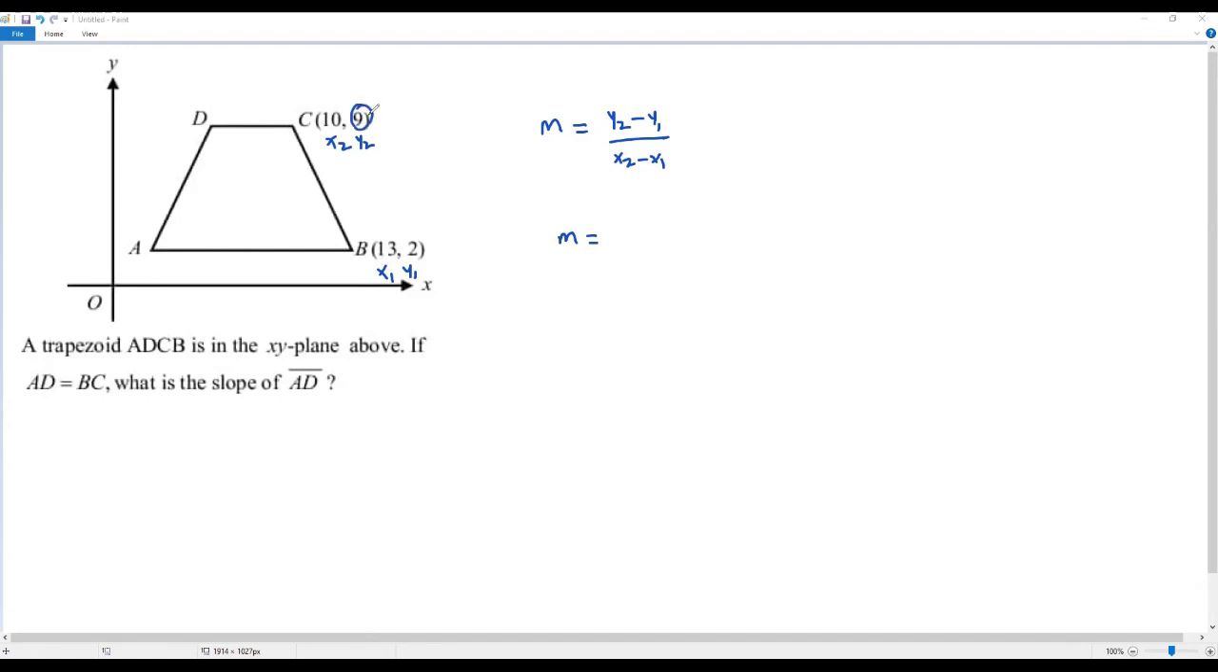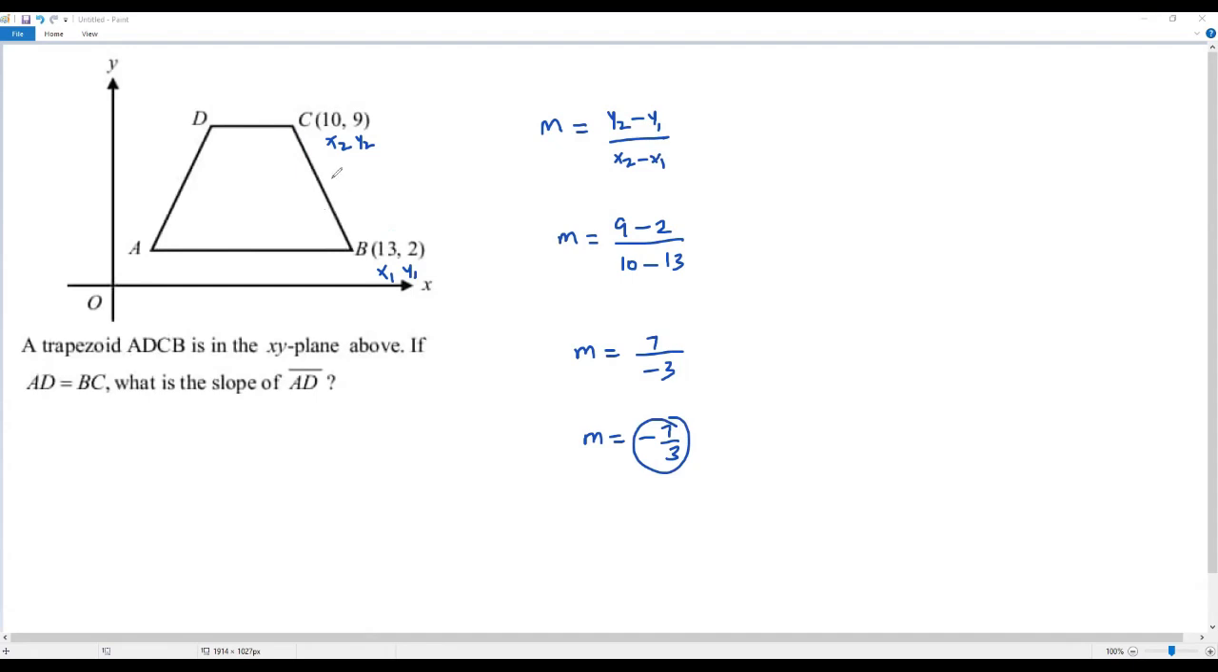The value of y2 is 9, so we plug in 9 for y2, and the value of y1 is 2. For x2 we plug in 10, and for x1 we plug in 13. Here m equals 9 minus 2, which is 7, over 10 minus 13, which is negative 3. So the slope can be written as negative 7 over 3. Here I got the slope of line segment BC. It is negative 7 over 3.